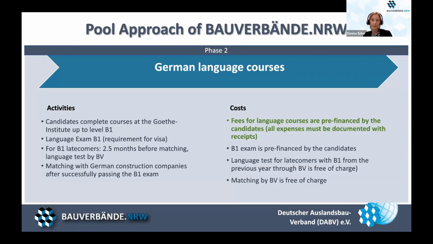And then we have the matching with the German construction companies via video call, which we arrange. So Heinz is usually checking the CVs. After they finish the exam B1, we receive the CVs of the candidates. Heinz is checking them, and then he's checking which company they might fit best into, and then we are arranging the interviews. And the language test we offer is free of charge, and the matching of the candidates with the companies is also free of charge. Next slide.